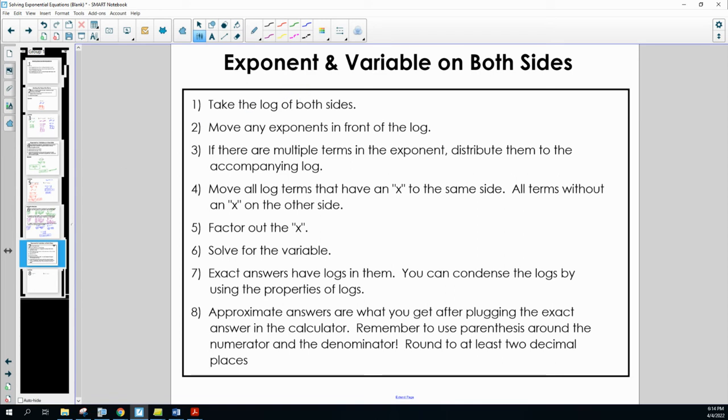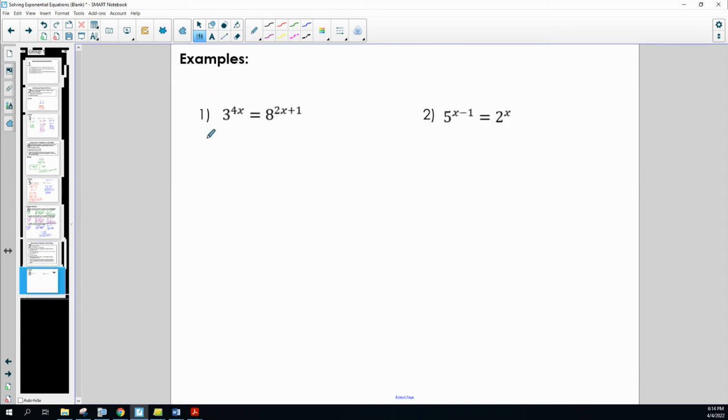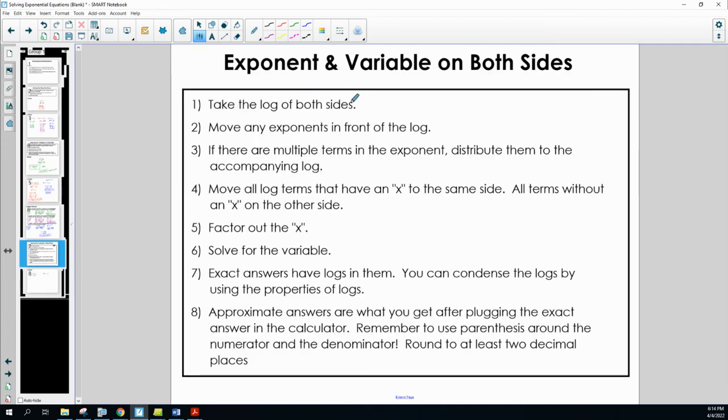So in math, whenever we do something to one side, we have to do the same thing to the other side to keep it balanced. So if I want to multiply by 2 on one side, I have to multiply by 2 on the other side. So if I take the log, that just means I'm going to write the word log on both sides. So log of 3 to the 4x is equal to log of 8 to the 2x plus 1.